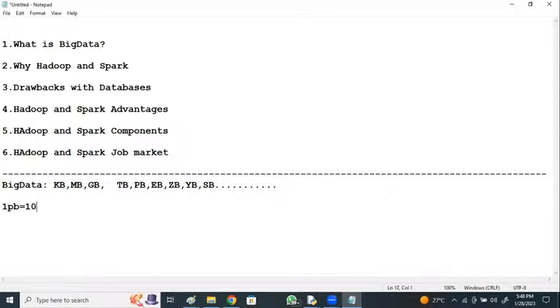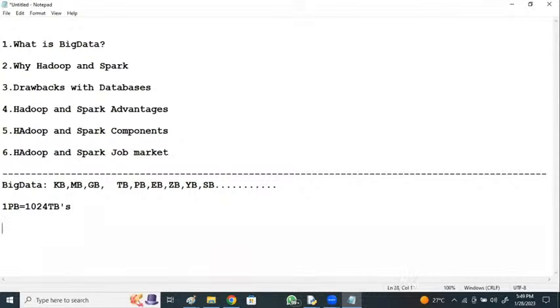1 petabyte equals 1024 TBs. Already 1 TB is a large storage unit, so 1024 TBs form a petabyte. Do you think petabytes or exabytes of data are being generated in the current world? If so, let us look at examples of petabyte-scale data generation.